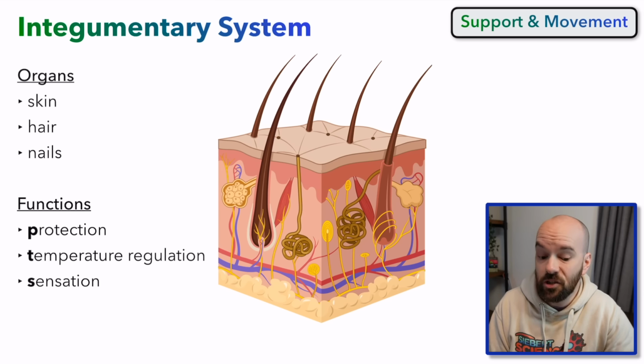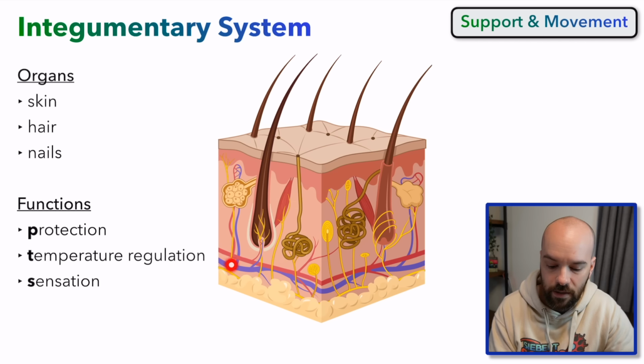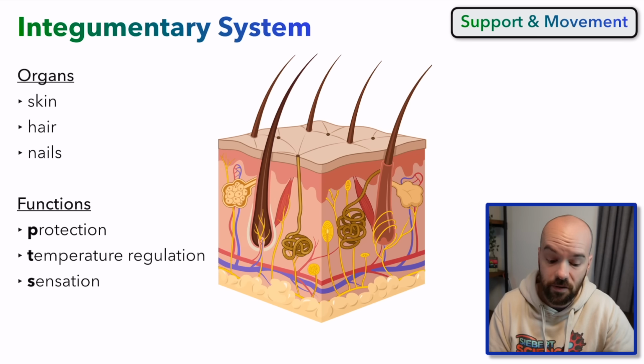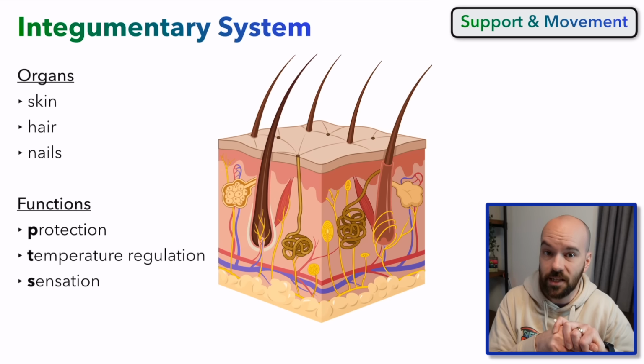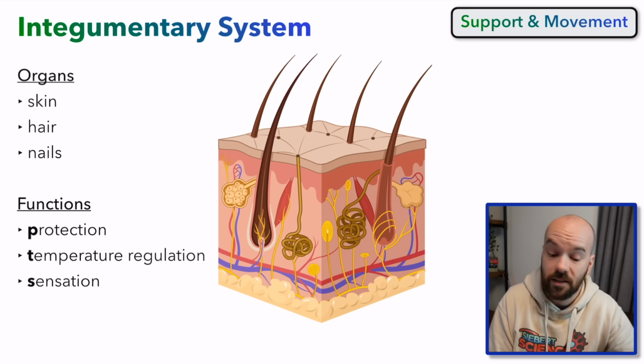And then we've got sensation. So you can see there are nerve endings that come up into different parts of the skin. We've got these different sensory receptors. Those are all the stuff in yellow right there. And those are connected to nerves. And so sensation is a big part of our skin's function. Obviously, that's connected to the nervous system.